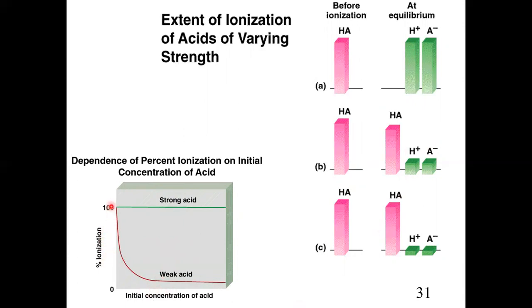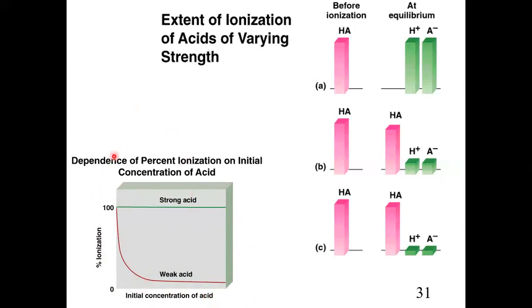Percent ionization is always 100%. And if I look at the initial concentration of acid, it doesn't change, and there's no effect on percent ionization if I change the initial concentration of acid. So if I have a higher or a lower concentration, my percent ionization is absolutely the same for strong acids. And for weak acids, we're going to look at this. How does the initial concentration decrease the percent ionization as I increase my initial concentration?